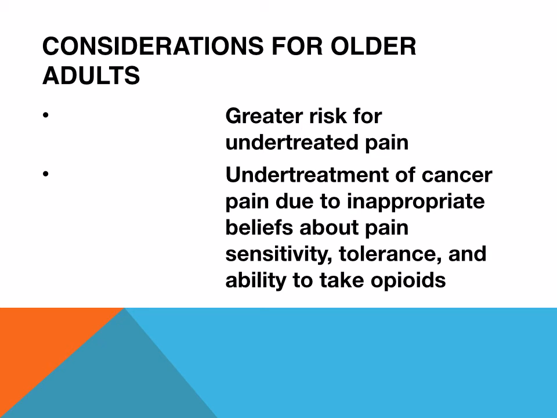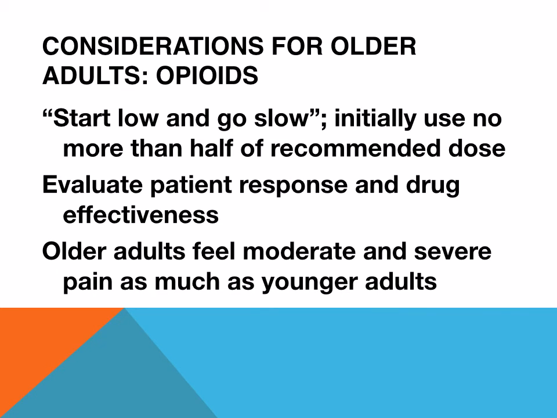Now, the next slide tells you the considerations for older adults when you are giving them pain medication of the class known as opioids. It says start low and go slow. So anytime you're giving opioids to these older patients, go on a low dose. They should start with a low dose of that medication, and then you go slowly, and in the beginning you use no more than half of the recommended dose. And you should constantly evaluate patient response.